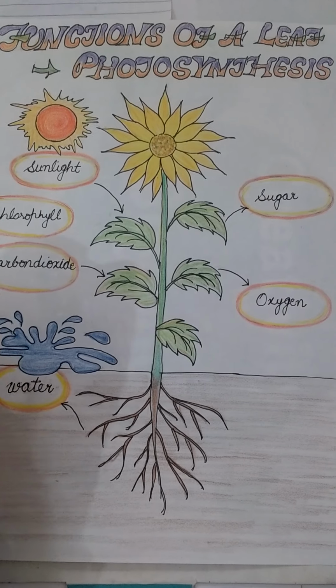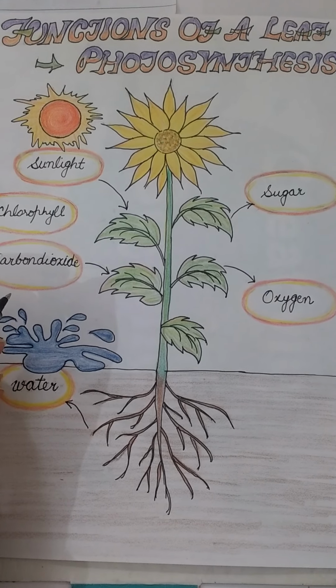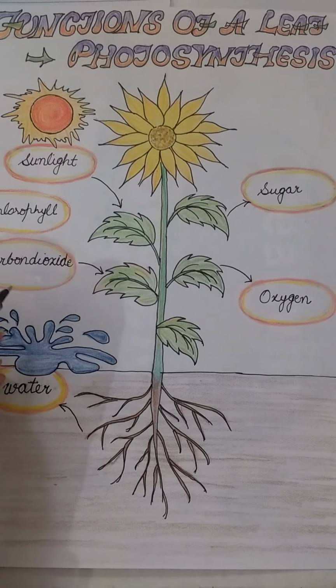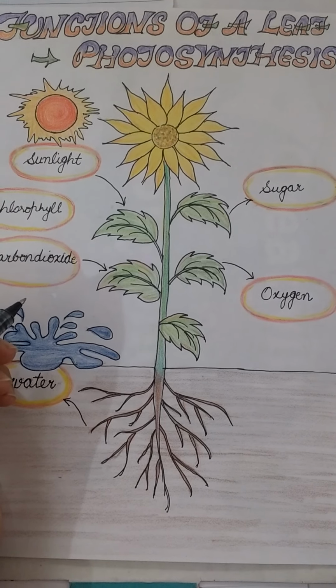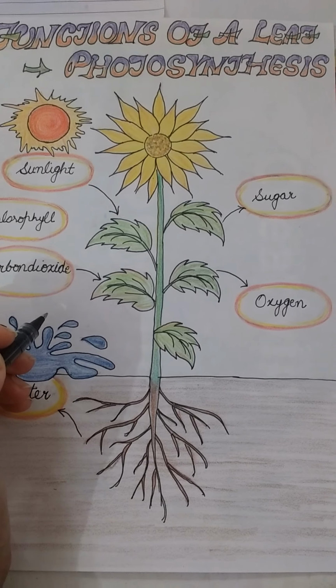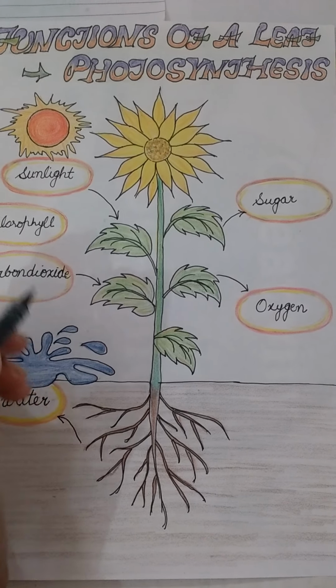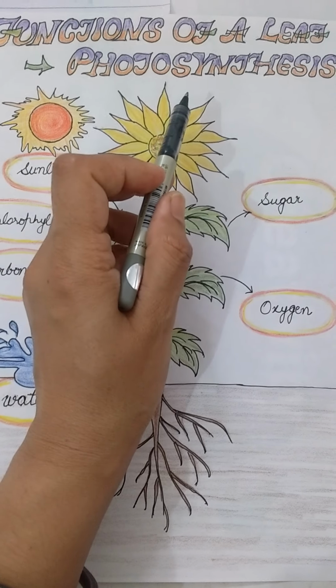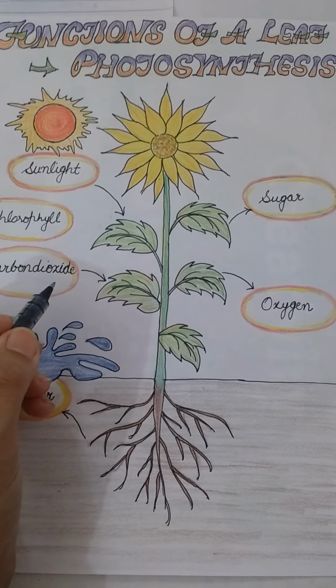Well, dear students, as I already told you, a leaf is also known as the kitchen of a plant, or we can call it the food factory of a plant. It means leaves make food for the plant. The process of making food by green leaves is known as photosynthesis. It is the main function of a leaf.